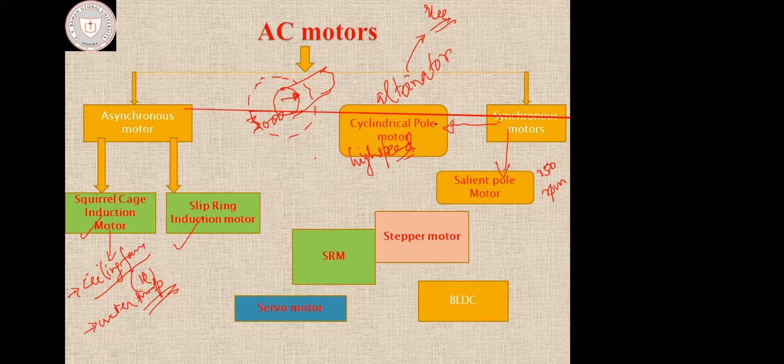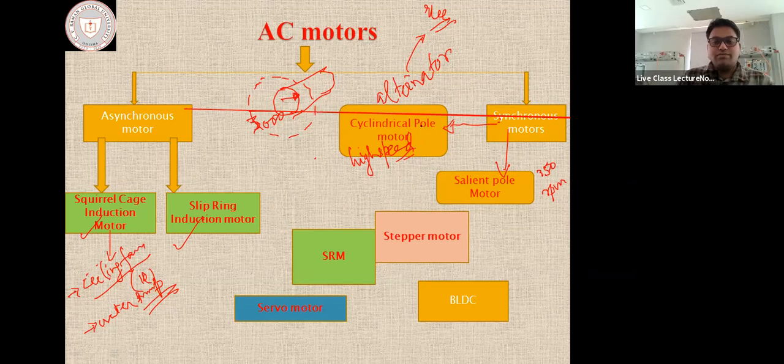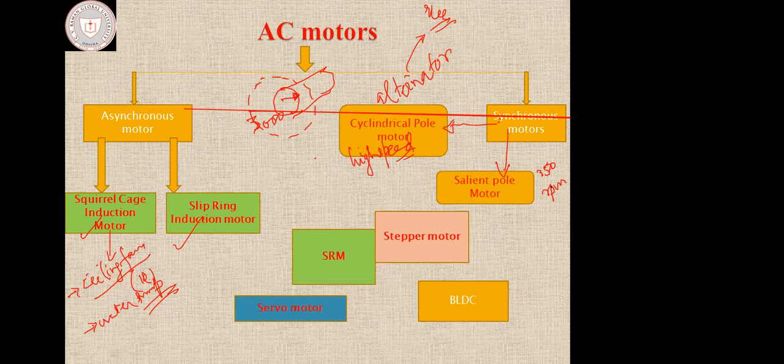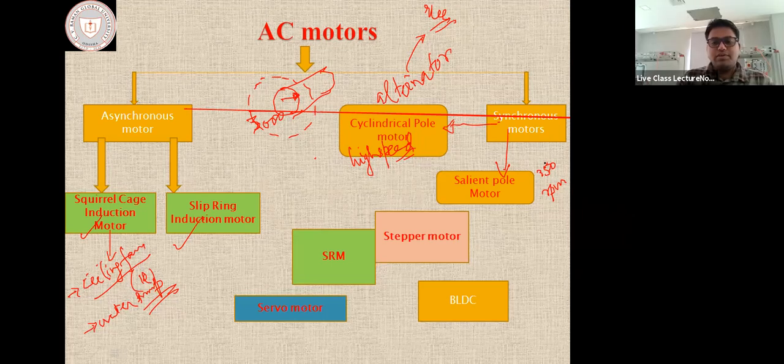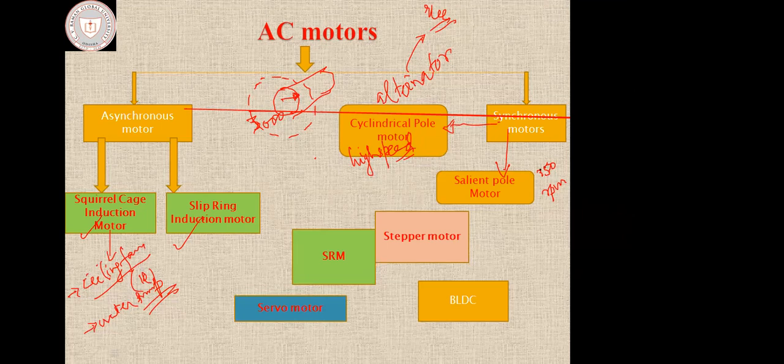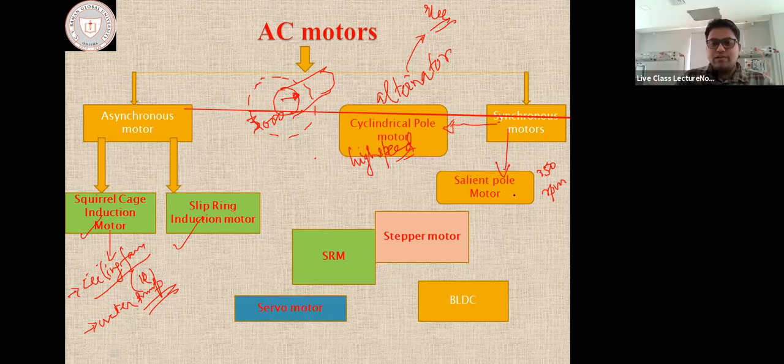Because for a larger diameter, you cannot turn it at high speeds. Parts will fly off due to centrifugal forces, not because of inertia. I hope you know it. It's a part of class 12 physics. Right? And salient pole motors have more diameter, and so their speed is less. If you use them as a generator, they are specifically used in hydel power plants.